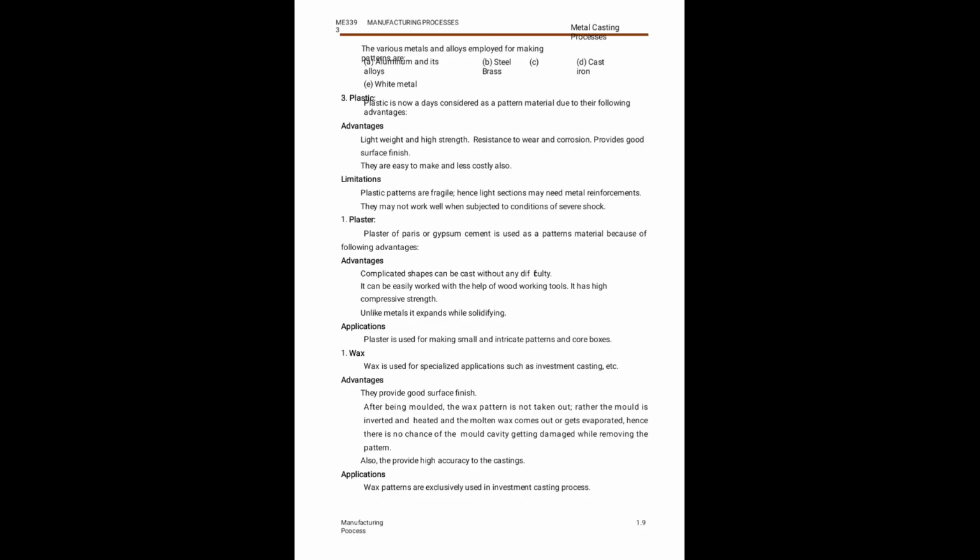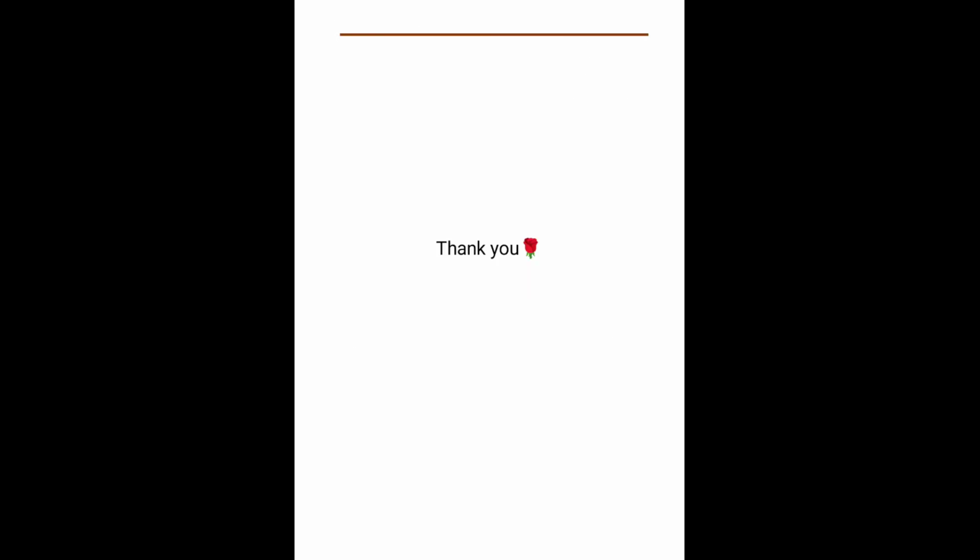And plastic. Plastic is nowadays considered a pattern material due to the following advantages: lightweight and high strength, and resistance to wear and corrosion. Plaster is used for the ceramic molding process. And wax is used as a specific pattern material for statues and very critical geometry elements, supported by the wax pattern. Okay, thank you.